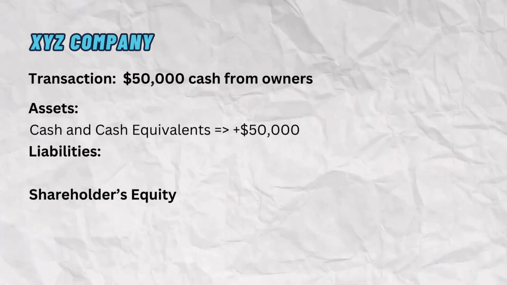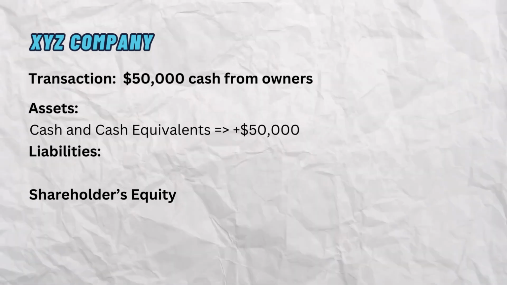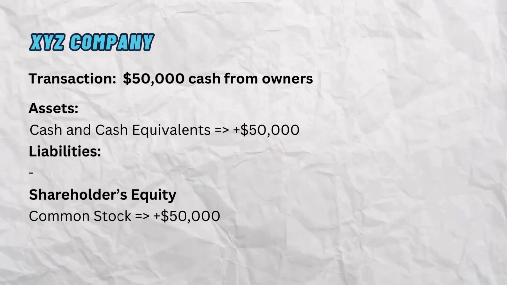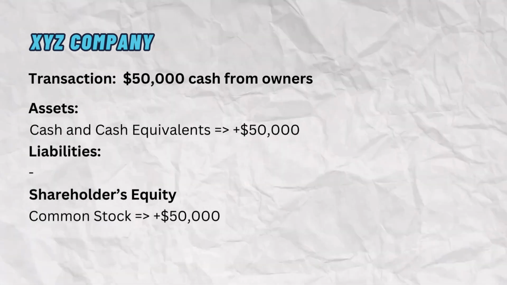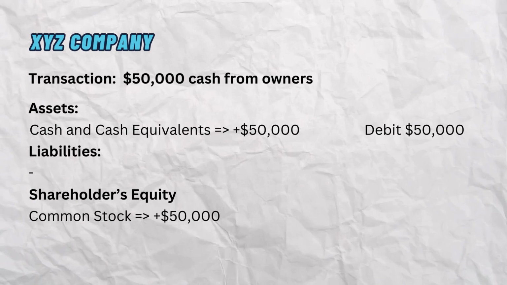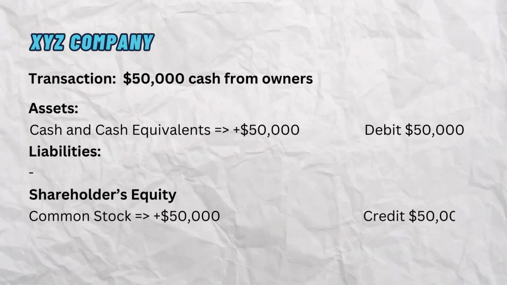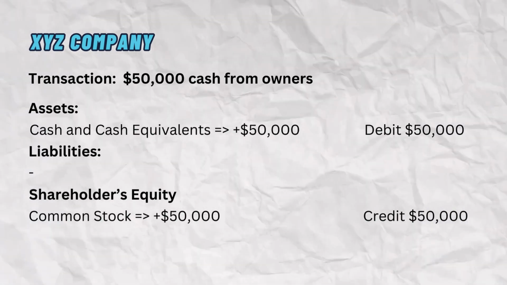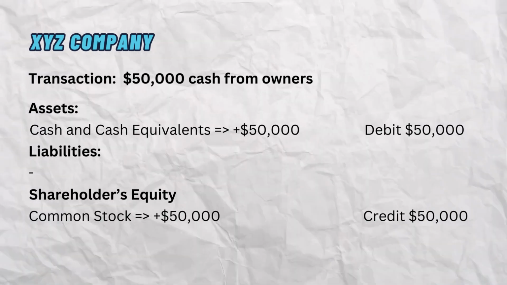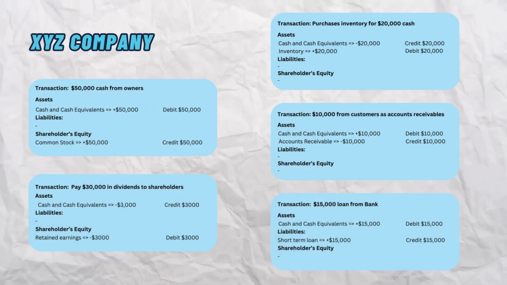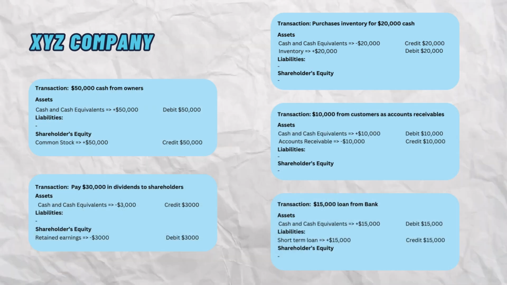Well, cash in current assets will go up by $50,000 and the common stock in shareholders' equity should go up by $50,000. In debit and credit terms, there is a debit entry of $50,000 to cash account indicating an increase in assets, and a credit entry of $50,000 to common stock indicating an equivalent increase in shareholder equity. Here are a few more examples of transactions and entries in the balance sheet to illustrate the accounting method.